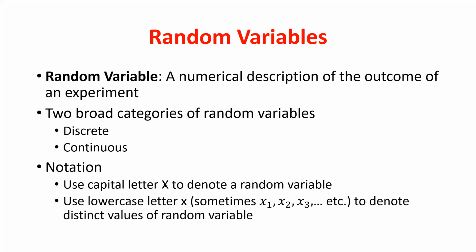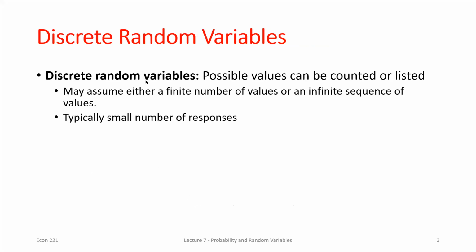So capital X is our random variable, and then every time we run this experiment or we see an outcome, we'll notate that with lowercase x. x1 was the first outcome we saw, x2 was the second outcome, and so on and so forth. So nothing too crazy yet. Discrete random variables are basically just a discrete variable where we didn't know what the outcome was going to be prior to running the experiment. Usually with these discrete variables, it's a finite or smaller number of responses.